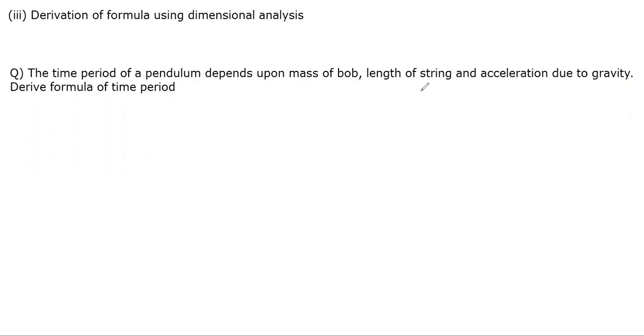The first thing is that you have to give a symbol to each and every quantity. For example, for time period I will use small t, for mass small m, for length small l, and for acceleration due to gravity small g. So the time period depends on three quantities. It can be 4 or 5 in some questions, but the procedure won't change. First you give the symbol t. It is given that t depends, so make the sign of proportionality. t is proportional to mass, length, and small g. This is the first step.